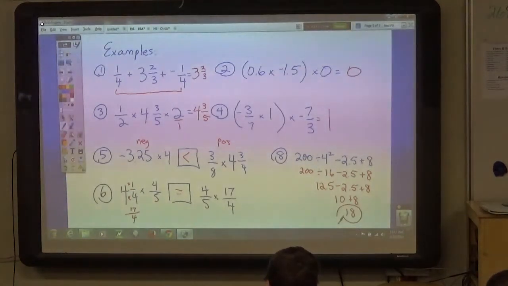All right. Use these ideas, use these properties, and the order of operations to help you compare numbers and to simplify.